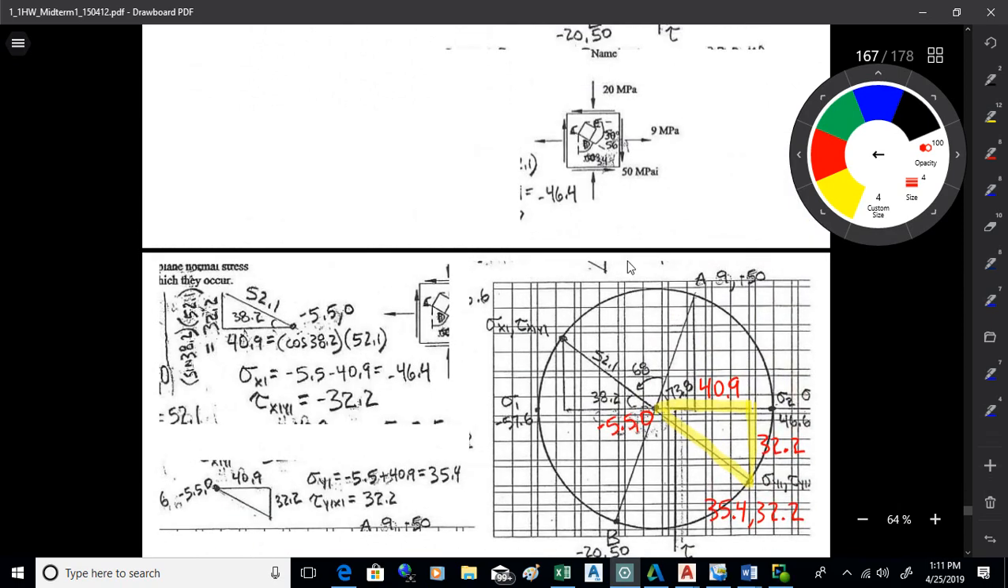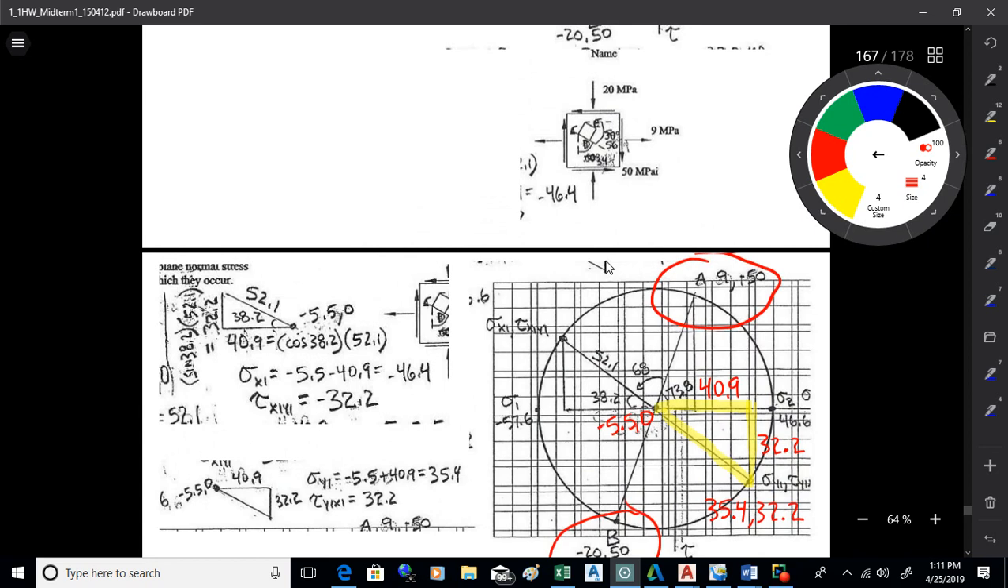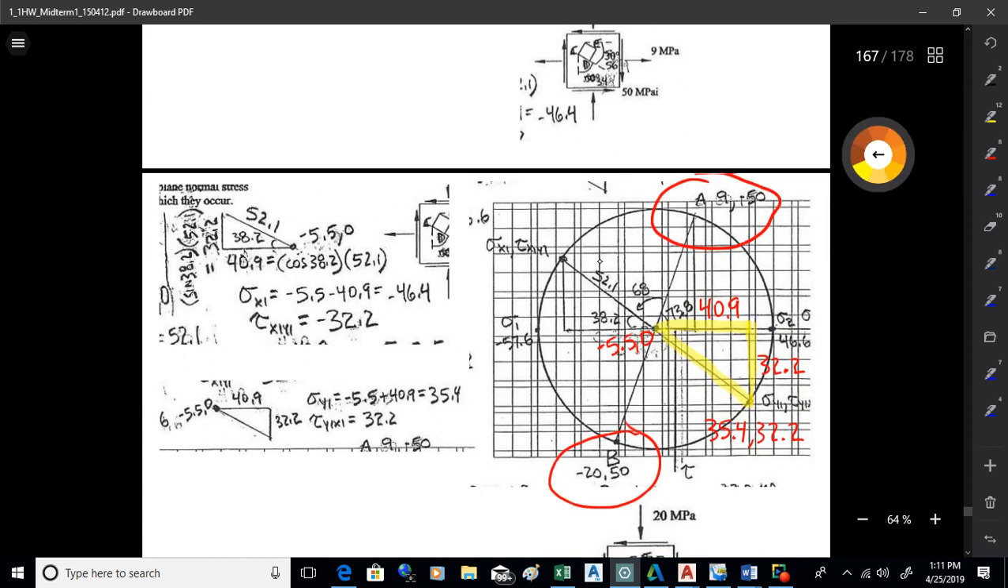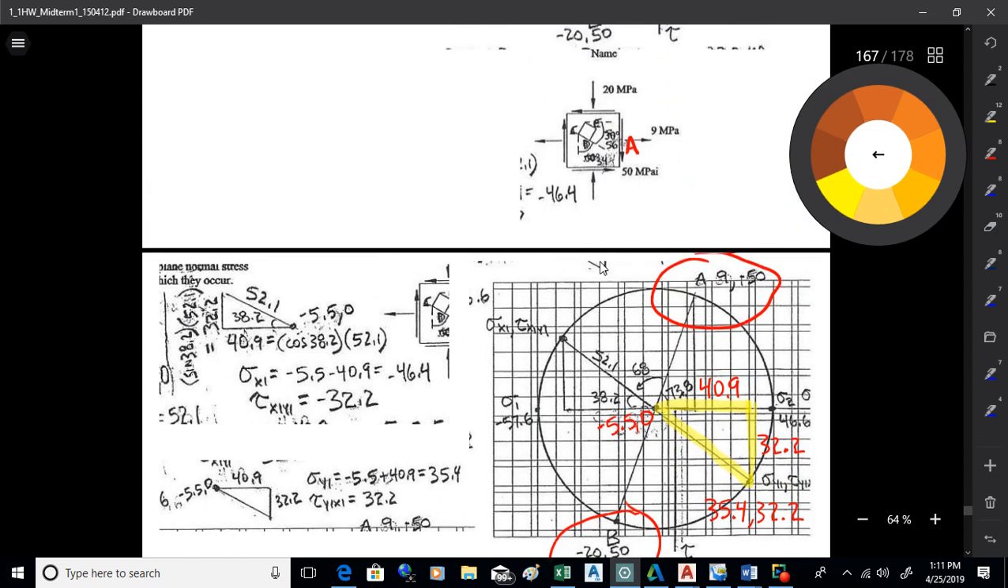All right, now what's going on here on this one is you've identified points A and B off of the element. Okay, so that's the stress on the X plane. That's the stress on the Y plane. Those are points A and B. What we're going to do is find the angles to these. The planes are A and B. A is the plane normal to the X-axis. B is the plane normal to the Y-axis. So that's where we start.